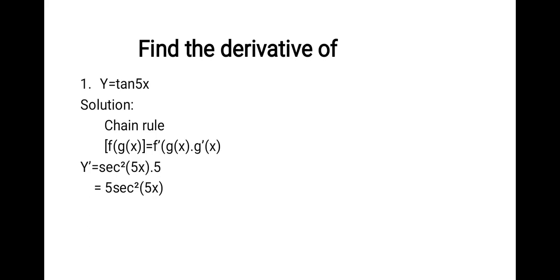Example: find the derivative of y is equal to tan 5x. The solution is we are going to use the chain rule. So f of g of x derivative is equal to f prime of g of x times g prime of x. So y prime is equal to secant squared of 5x times 5. So 5 secant squared 5x.